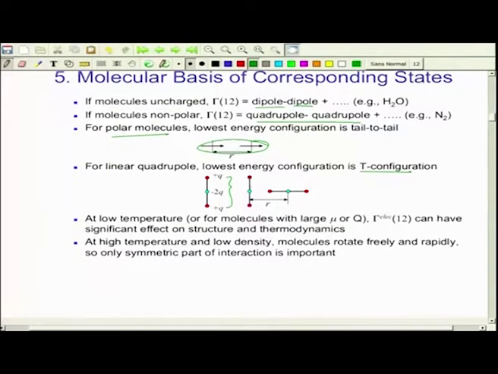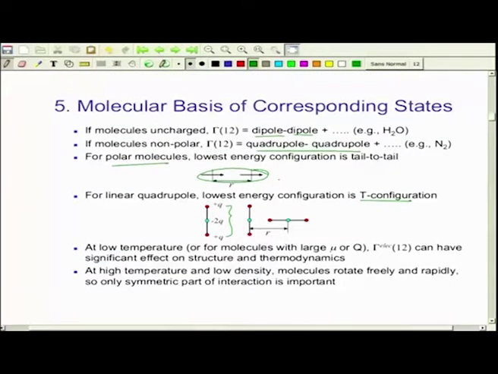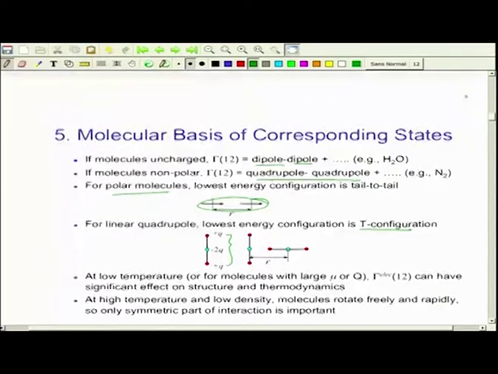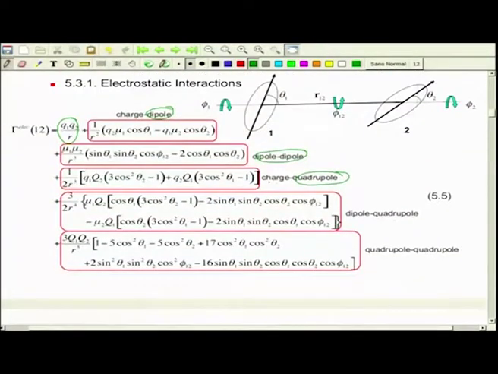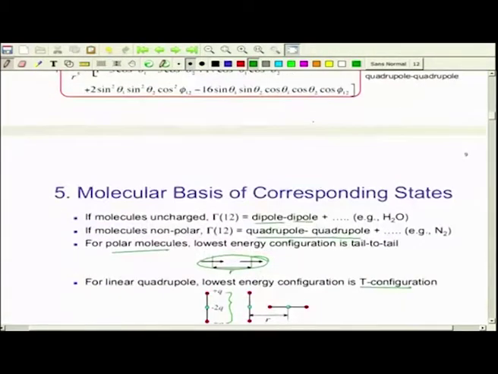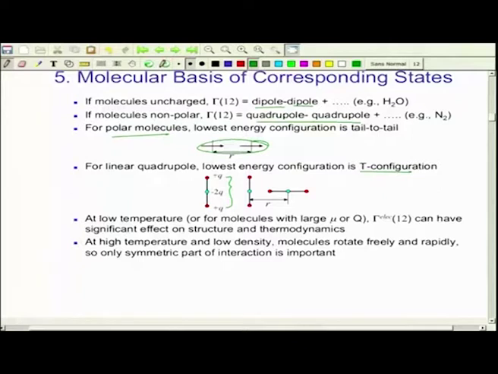That means you have one molecule like this, another molecule like this. So these arrangements come clearly from these energy values, which you can plug in these thetas, the way it is arranged, and you can clearly see which particular arrangement will allow the lowest energy conformation. The other thing that is important is the temperature.